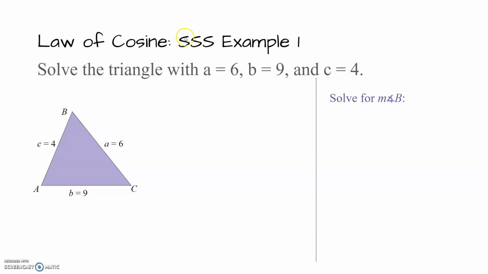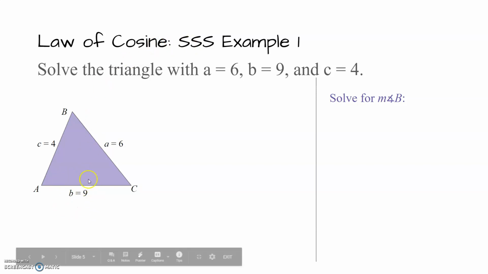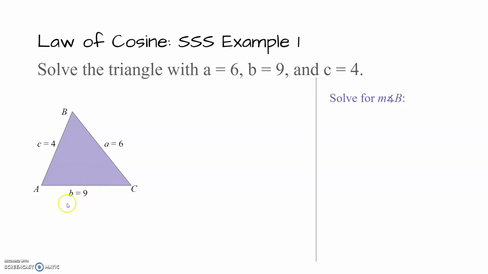With side, side, side, you have to use law of cosines. Specifically, though, you want to solve for the largest angle first, which is going to be opposite the largest side. All right. And the reason being, well, let's actually get into this in a quick second. So we're going to set this up to solve for angle B first.